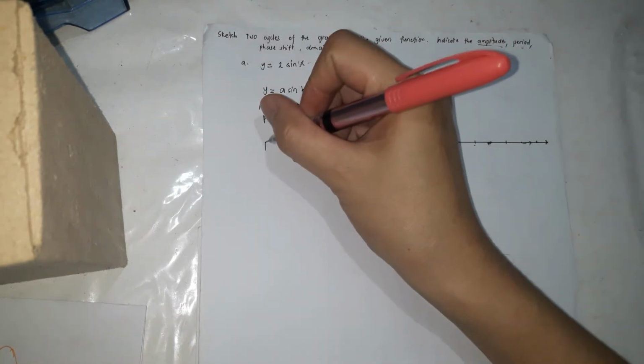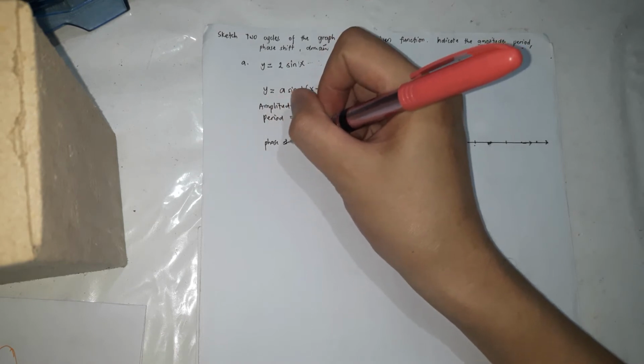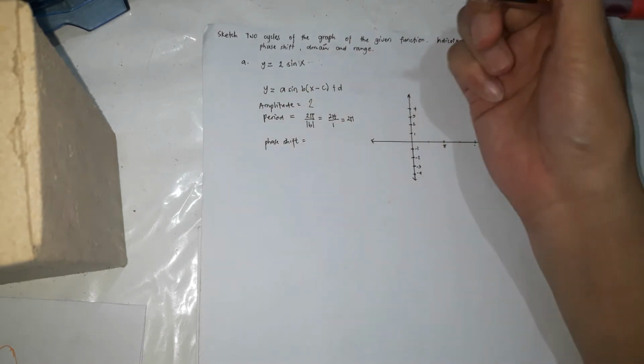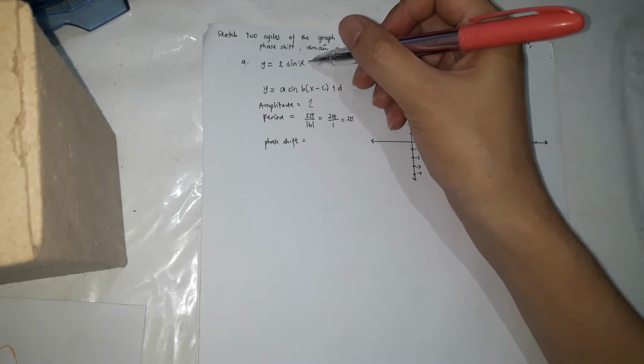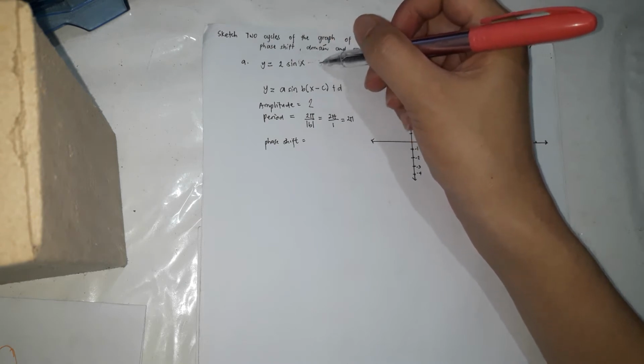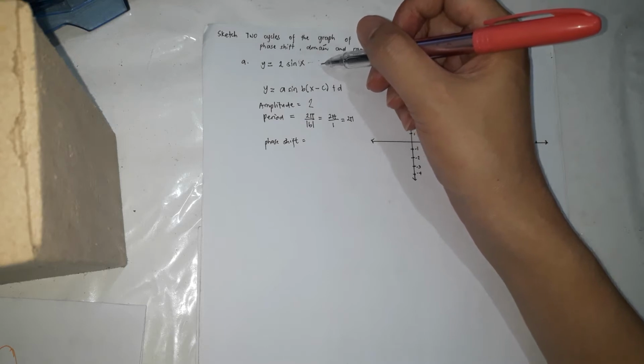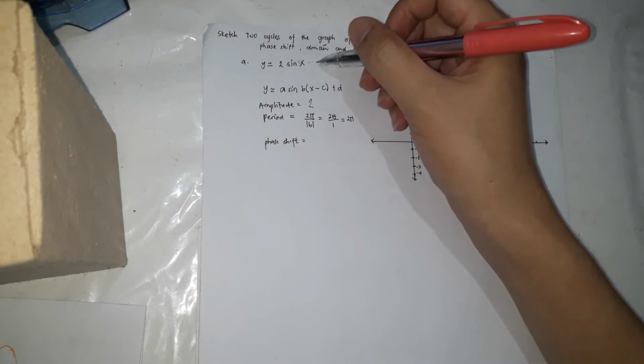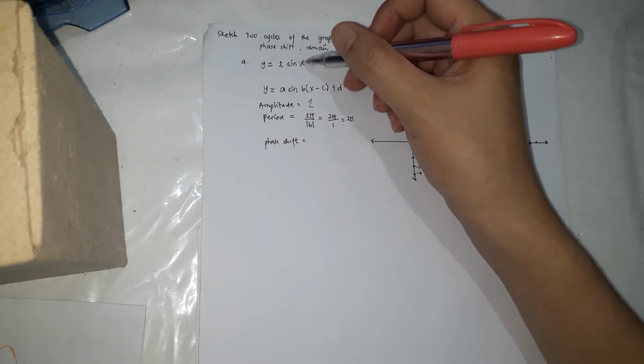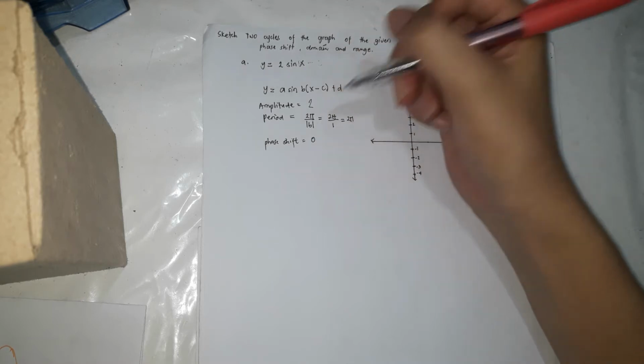The phase shift is the C. Kasi walang C dito. Ibig sabihin walang close open parenthesis minus 2. So, pag may ganyan, so 2 ang shift. However, in this one, kasi walang minus dito na katabi ng x, sa loob ng parenthesis, so 0.